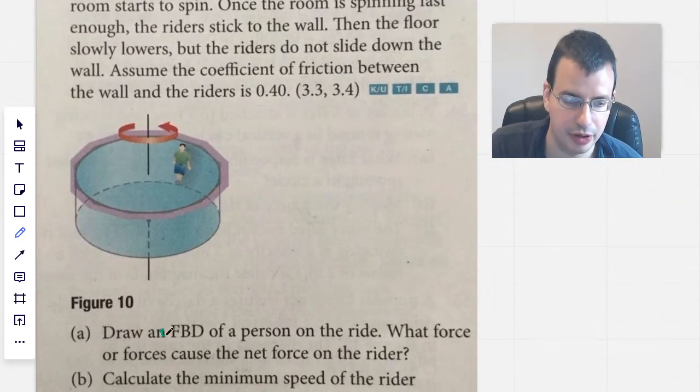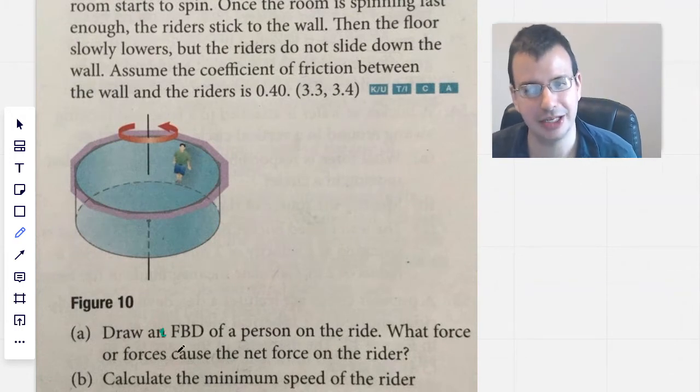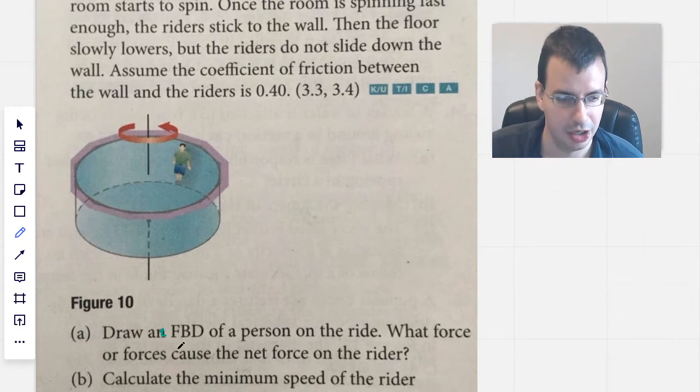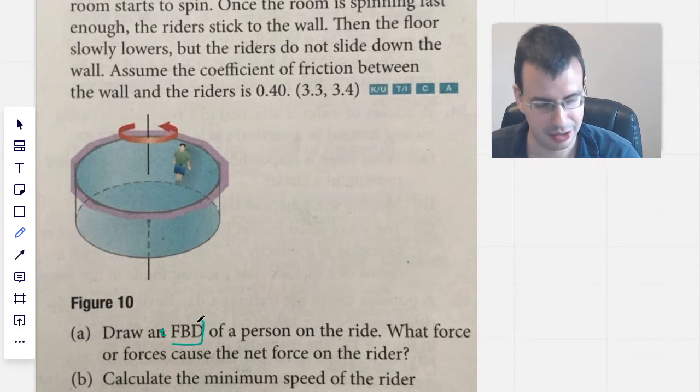I prefer FBD because you're not really saying FBD, you're saying free body diagram. Never mind, it doesn't matter. It's one of those things on the internet that no one cares about.